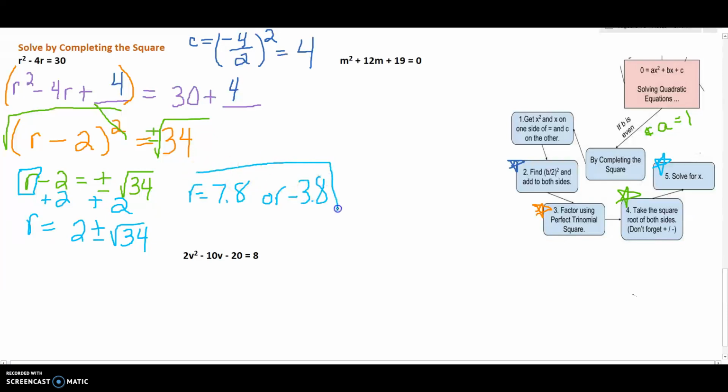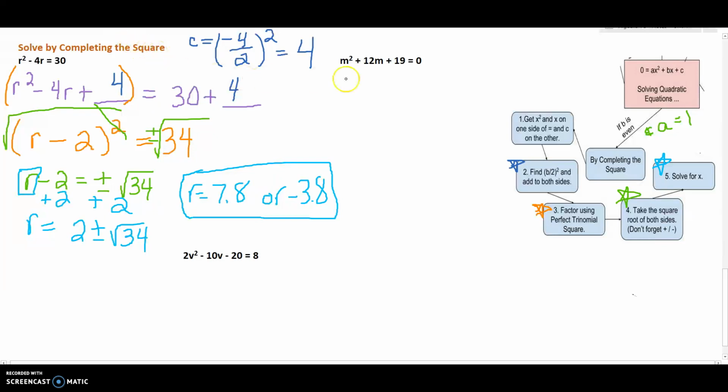So remember, every quadratic has 0, 1, or 2 solutions. So we want to make sure that we capture both of those solutions. Take a moment to review that process, pause the video, and come back when you're ready for the next example.